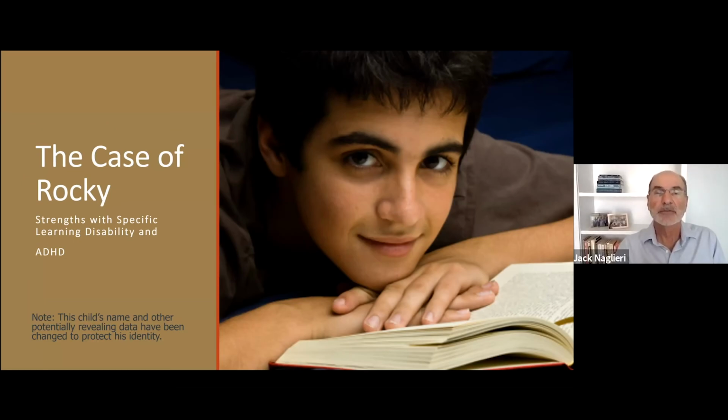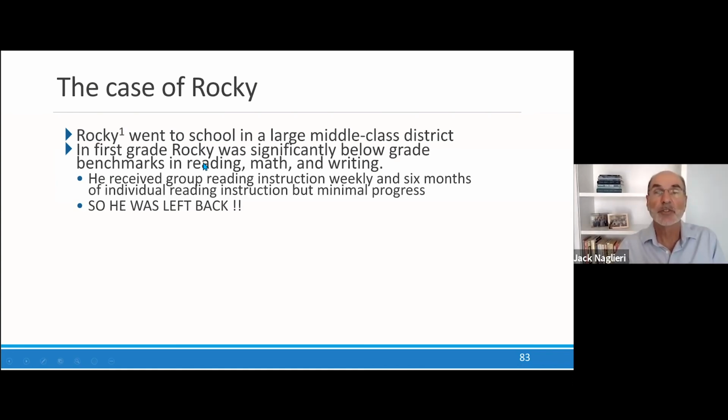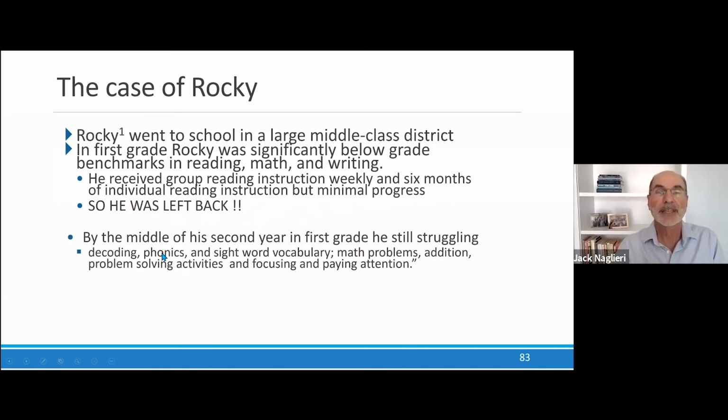This is a real boy, not his real picture, of course. Case of Rocky. He actually was in a school district very close to where I live in Northern Virginia. Really a well-off district, a lot of services. First grade, he was behind in reading, math, and writing. So they gave him all kinds of instruction, weekly, 6 months of individual reading instruction, made minimal progress, so they left him back. They had intervention. Second year, and the second time in the same grade, he's still struggling, phonics problems, sight words, and so on, right?